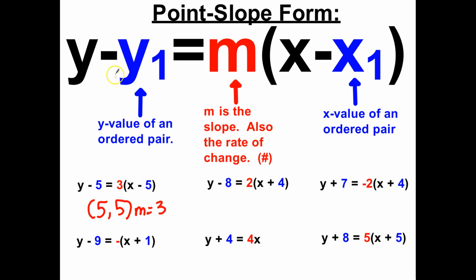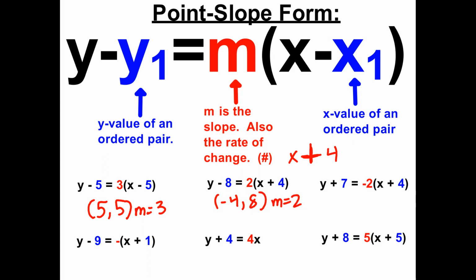Remember, the negative sign is a part of the equation. It's not a part of the y value or the x value. The only way for this to become positive is that it had to appear as x minus negative 4. That's the only way that this negative can become positive. So we know that originally it was a negative 4 to give us a positive 4 here. So our x value is negative 4, our y value is 8, and our m is 2.